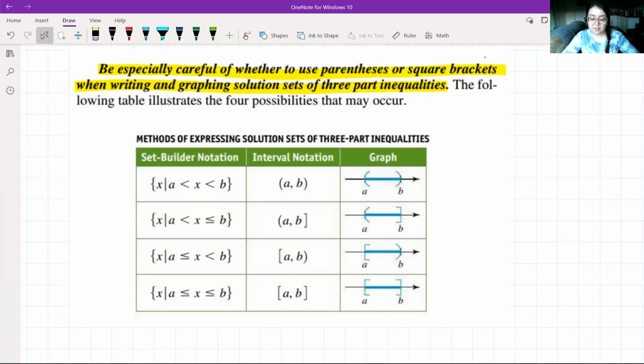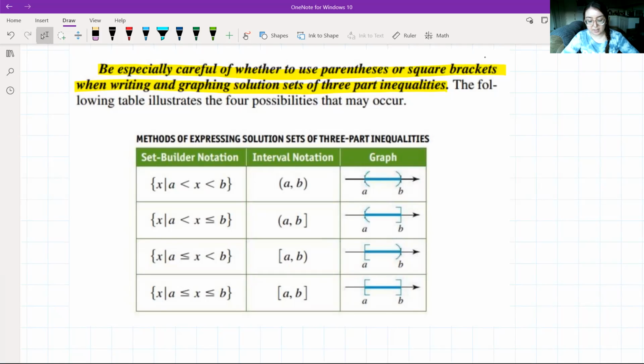So in the case where we have something like a is less than x, which is less than b, in our interval notation, we put a comma b in rounded parentheses. And then on our graph, we also include rounded parentheses and all the values in between. Then if we have something like a is less than x, which is less than or equal to b, we're going to have our interval from a to b, where a gets a rounded parenthesis since it is not included, but b gets a square bracket because it is included. And we see this reflected in our graph.